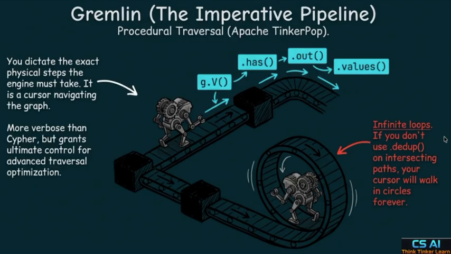On the other side, we have Gremlin, the imperative pipeline, part of Apache TinkerPop. This is a procedural traversal. You dictate the exact physical steps the engine must take. It's a cursor navigating the graph. While it's more verbose than Cypher, it grants ultimate control for advanced optimization. One major warning: if you don't use .dedup on intersecting paths, your cursor can get caught in infinite loops, walking in circles forever.